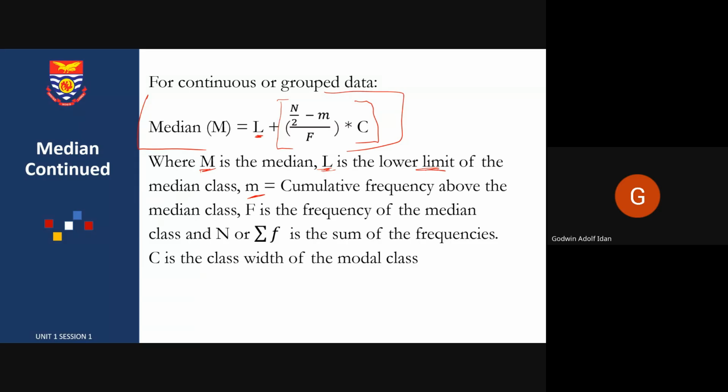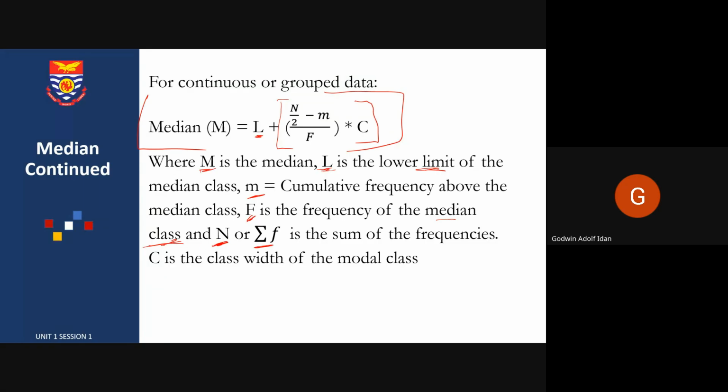Don't forget that we did cumulative frequency when we were looking at the graphical presentation. And then the F here is looking at the frequency of the median class. For the ungrouped data, we did the median position. Now, because it is grouped, we are going to have the median class, which is the same as the median position. It is that class that is likely to have our median. That is the median class. The N is the same as the summation of F. When we sum the various frequencies, it gives us the N.